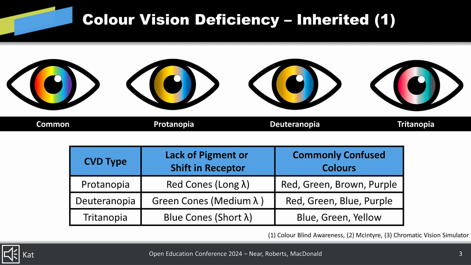So what is color vision deficiency? It's the inability or difficulty to distinguish certain colors. Our color vision is dependent on cone cells that are in our eyes, and people with CVD often lack one or more of these cone cells.